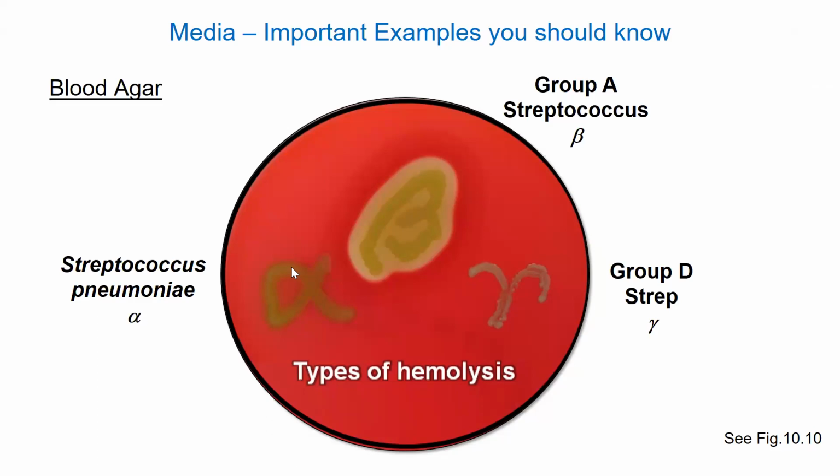All right, there's the PowerPoint. So you can see the gamma. It just looks like any old bacterial colony. It's kind of a brownish color, maybe not as green as the Streptococcus pneumonia. Again, it depends on the exact organism.